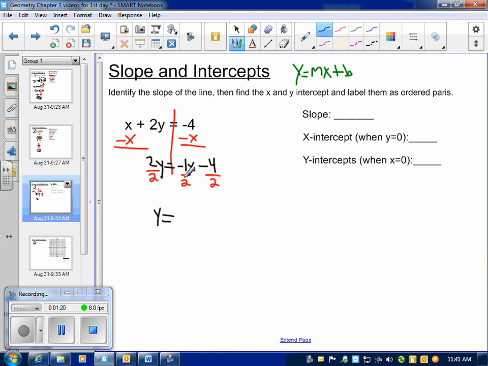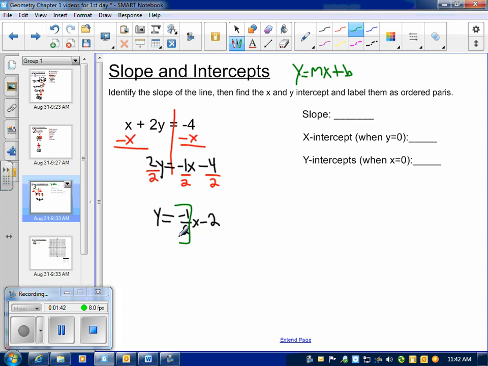Negative 1 divided by 2. I like to leave it as a fraction, because slope is known as a fraction. We're going to leave it as negative 1 over 2. And then with my y-intercept, I've got negative 4 divided by 2, which turns into negative 2. Now, we have this in the correct form of y equals mx plus b.